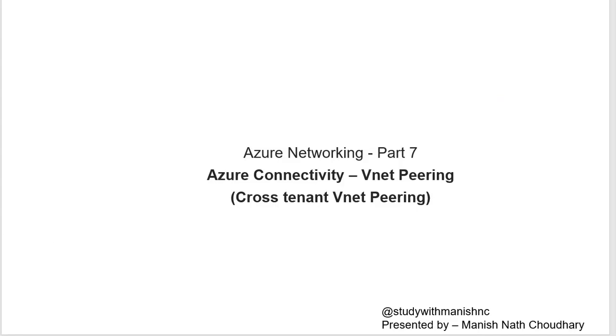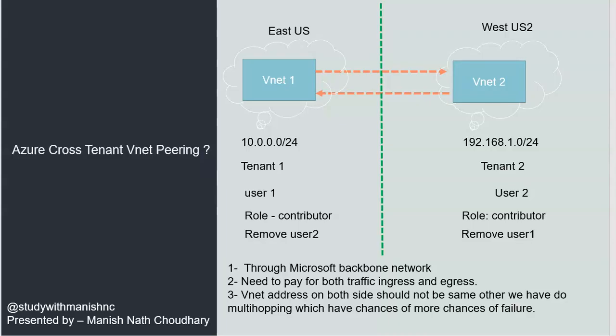Now, going to the next slide. Here you can see one tenant in East US and another tenant in West US2, as an example. The vnet IP range in the first is 10.0.0.0/24, and the other vnet's IP range is 192.168.1.0/24. This subscription is in tenant 1, and the other is tenant 2.